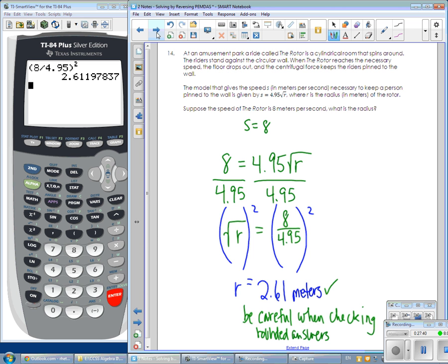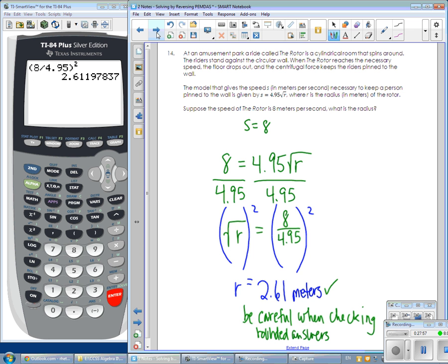The last problem is a word problem. It has to do with an amusement park. It's one of those where the wall circulates and you get sucked up against the wall. You're given that the rotor moves at 8 meters per second, and so that's the speed, and that's your value for S. When you plug 8 into the equation, you're going to solve for R.